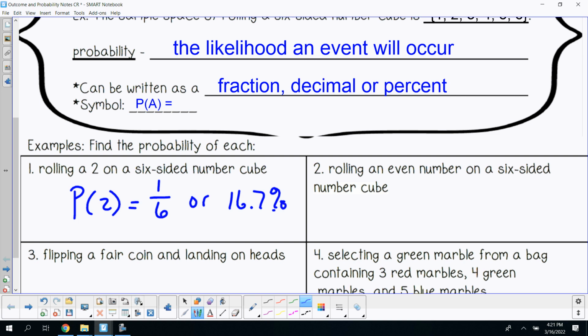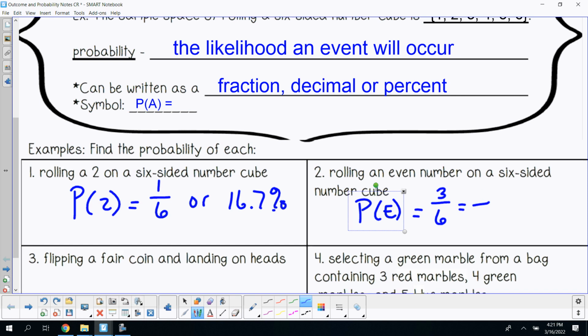Number 2, what is the probability of rolling an even number on the six-sided number cube? There are 3 out of 6 numbers on that cube that are even, which reduces to 1 over 2. Or we can say it's 50%.